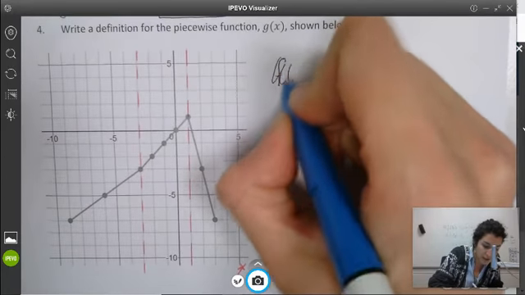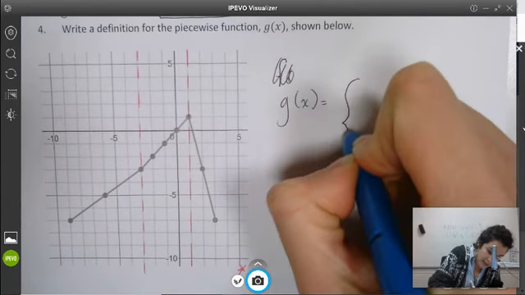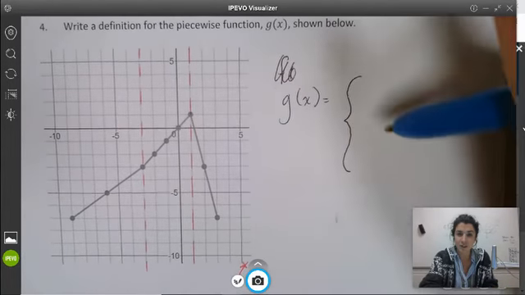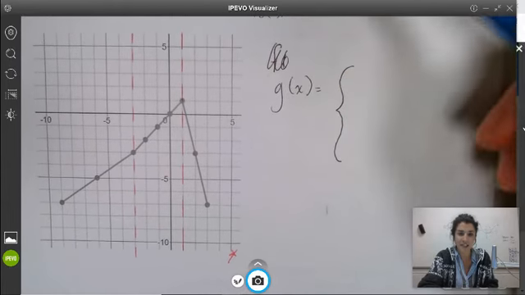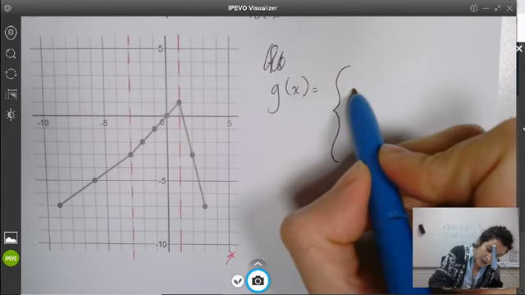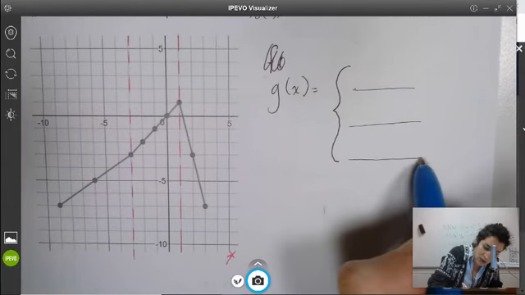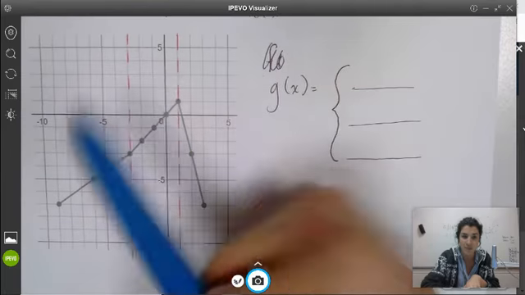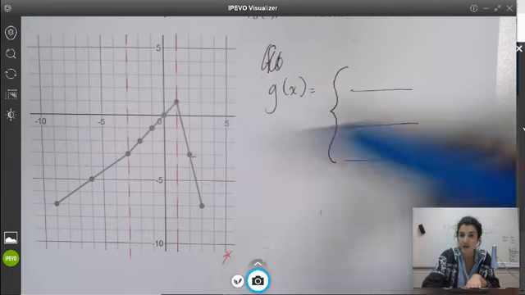Remember with piecewise functions, it says g of x equals, and we've got curly brackets. I spent years in university doodling curly brackets, so if your curly brackets don't look like mine, you can always practice. I'm going to define each of these in a row. I'm going to put my first equation here, my second equation here, my third equation here. You don't have to put in the lines, I'm just showing you the plan: we're going to have three separate definitions to represent all three different behaviors happening on the function.